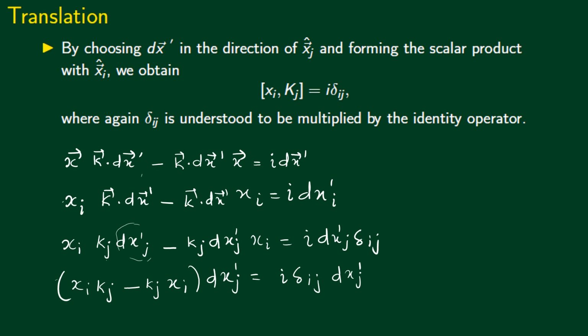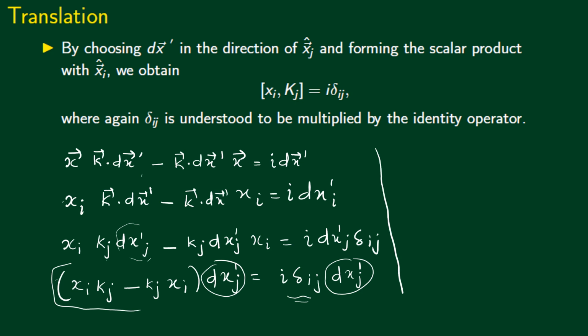Okay, so here we have got dx_j prime, and here also we have got dx_j prime. It could be any infinitesimal displacement. So it must be true that on both sides of this equation, I have got dx_j prime, which means that this thing, x_i k_j minus k_j x_i, has to be equal to i delta_ij, because this is true for any arbitrary infinitesimal displacement.